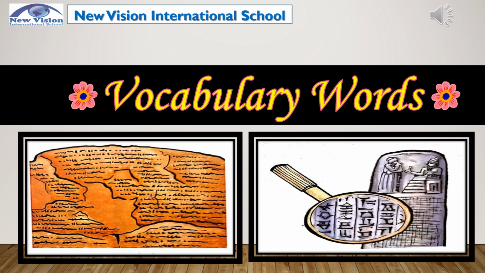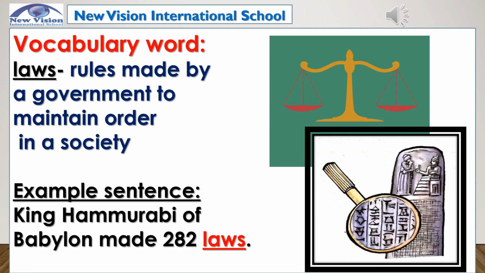You better listen carefully while I'm discussing the vocabulary words that we're going to use. The first word is laws. They are rules made by a government to maintain order in a society. Example sentence: King Hammurabi of Babylon made 282 laws.